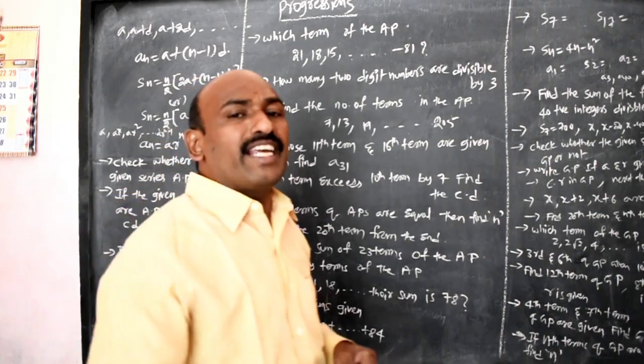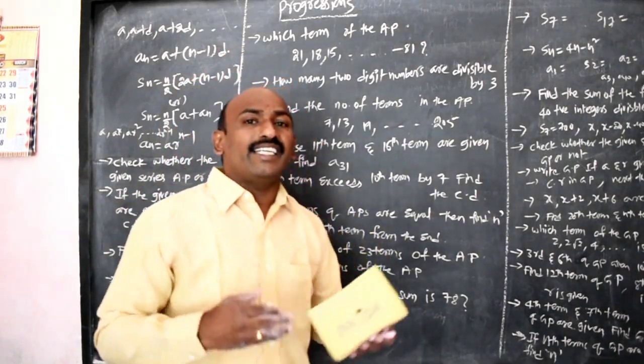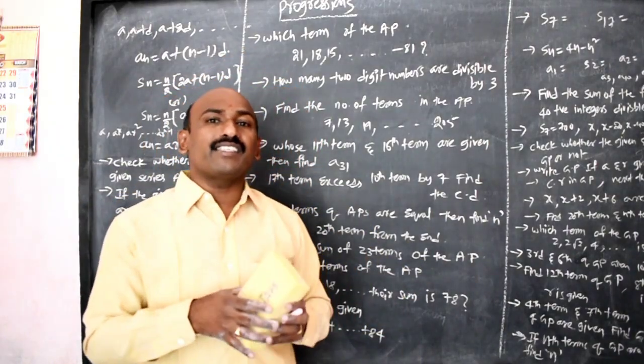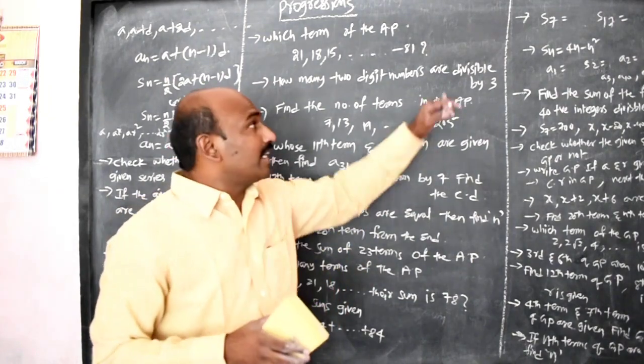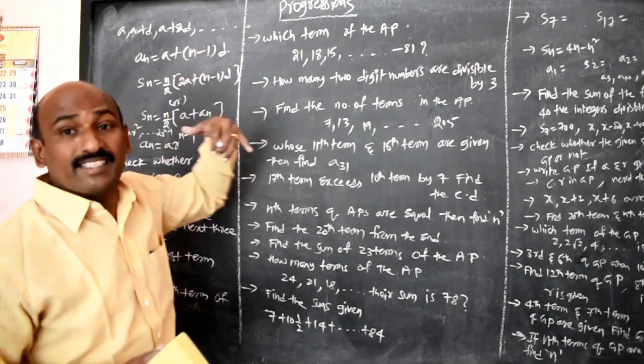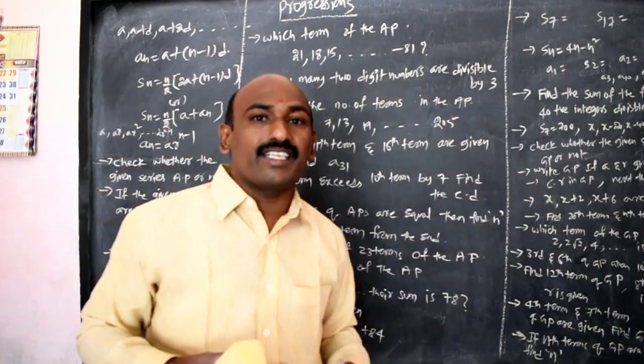If the n value we get is an integer, meaning positive numbers, then we can say that it is the 5th term or 10th term. If the n value you get is a decimal, then we can say that that is not a term in that series, we can conclude.